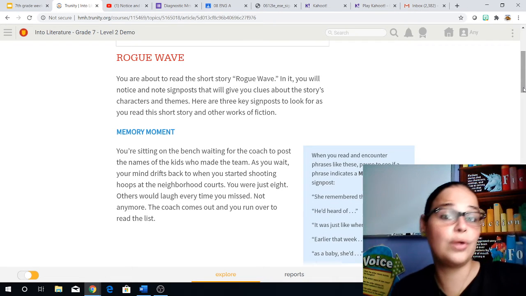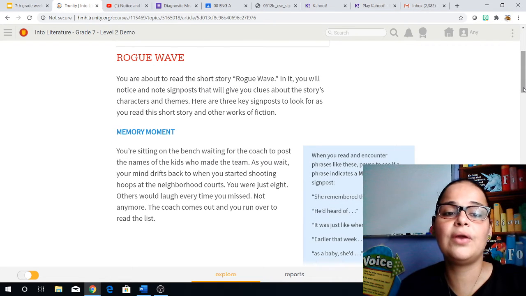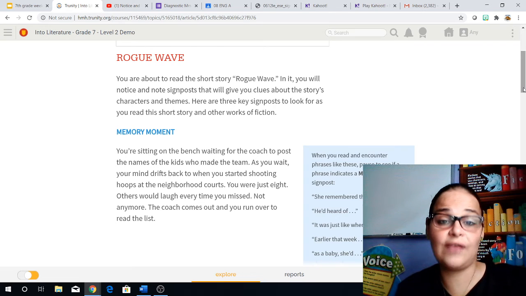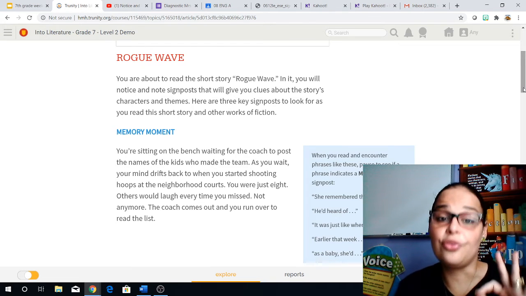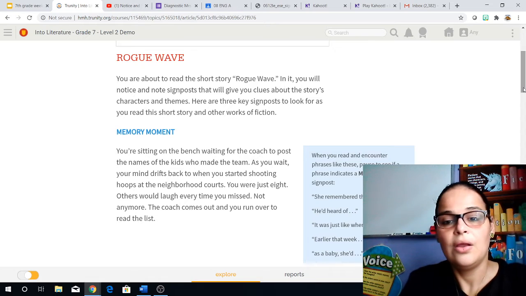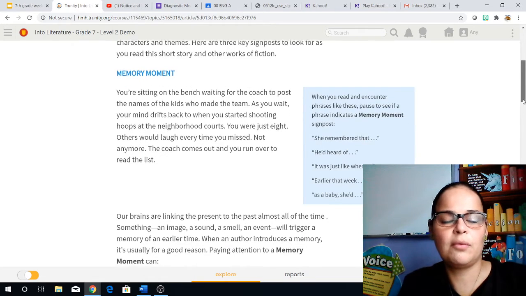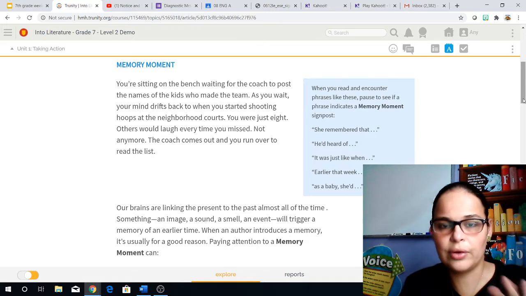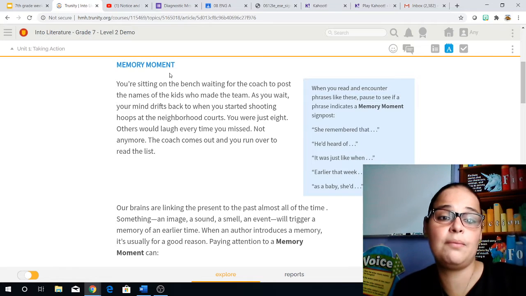You're about to read the story Rogue Wave. In it, you will notice and note signposts that will give you clues about the story's characters and themes. Here are 3 key signposts to look for as you read this short story and other works of fiction. So there are actually somewhere between 9 to 11 signposts, but for this story, there are 3 that you're going to focus on. The first one is called the memory moment.